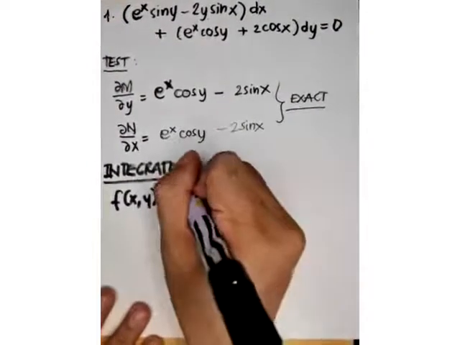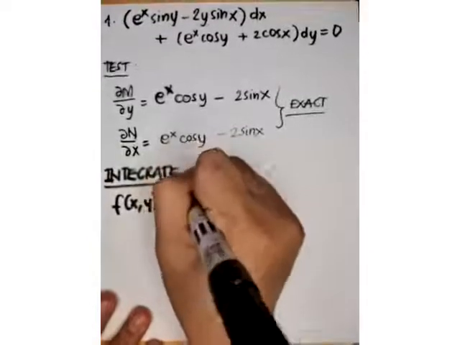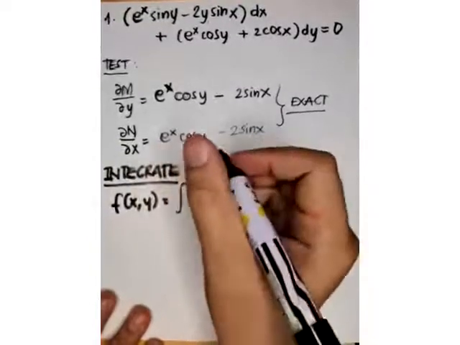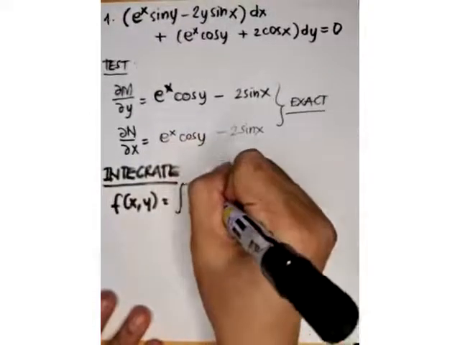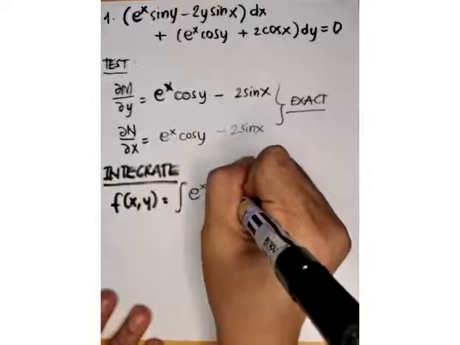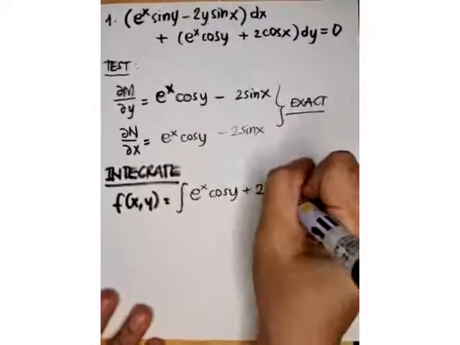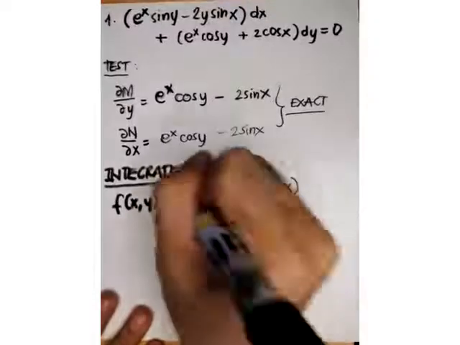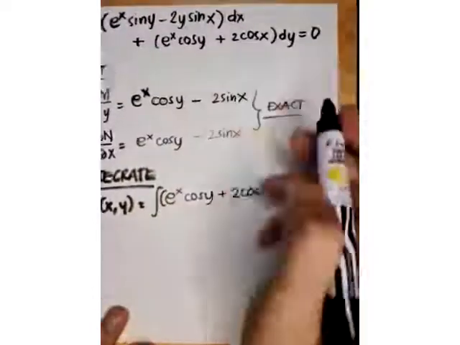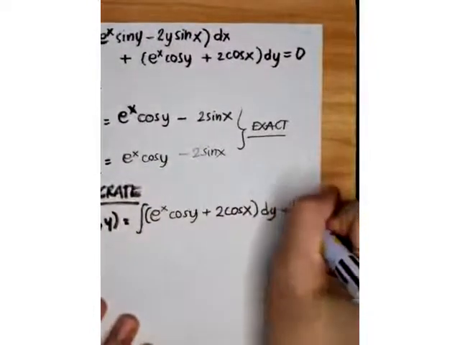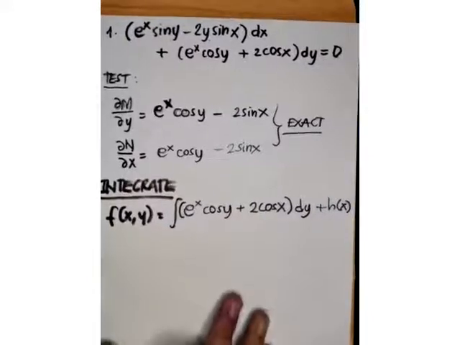N. So that is the integral of, dahil ikaw nagsuggest, Serge, ikaw yung mag-integrate. E raised to x. Baka wala nang mag-suggest, no? Pag ginawa ko yan, gawa pala akong ruleta, no? dy, and then plus h of x. So h of x will be our arbitrary constant.